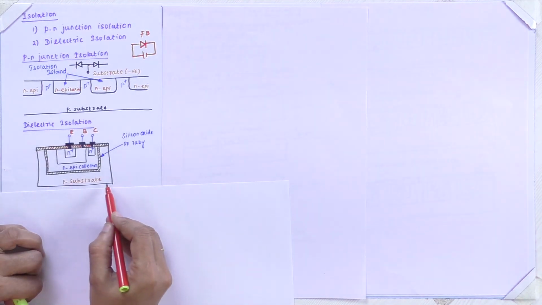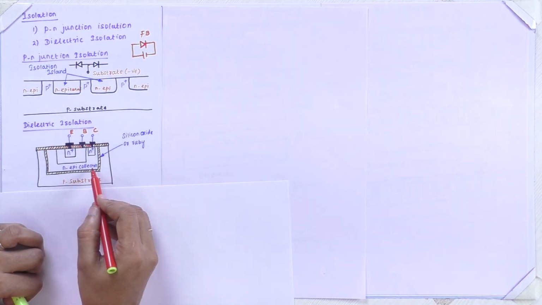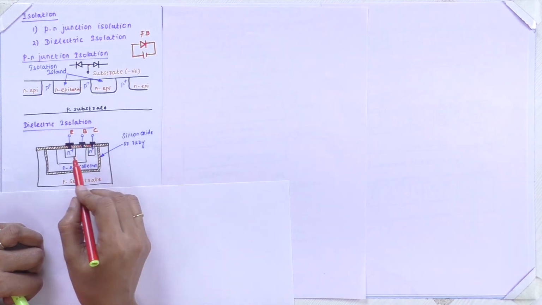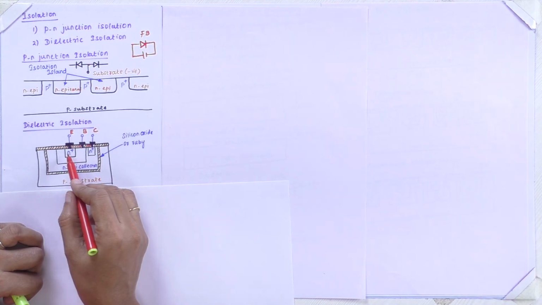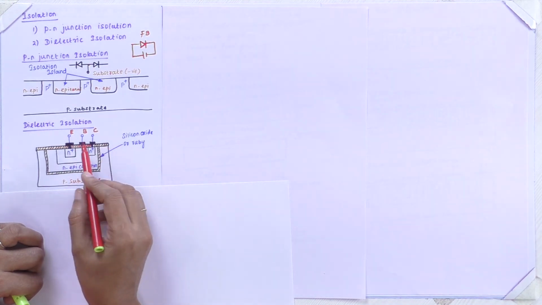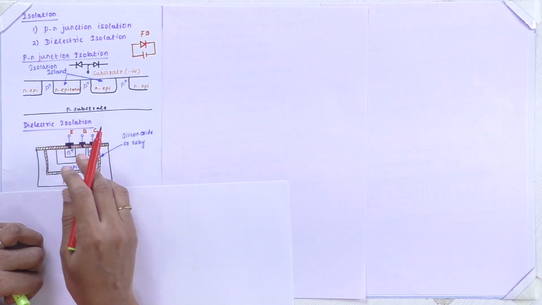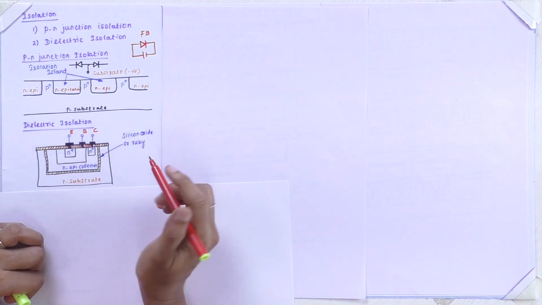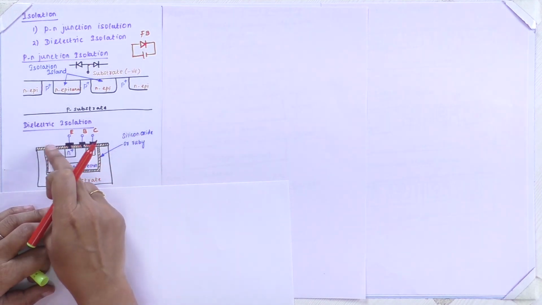So here it's a P substrate. Over that we are going to make an N-epi collector. It's an N-epitaxial layer. Over that we are going to make a P-type component, P-type impurities to be introduced. Then we are going to diffuse the impurities, and the metallization concept is to be introduced. This we discuss about later. So here we are going to discuss only about the dielectric isolation.